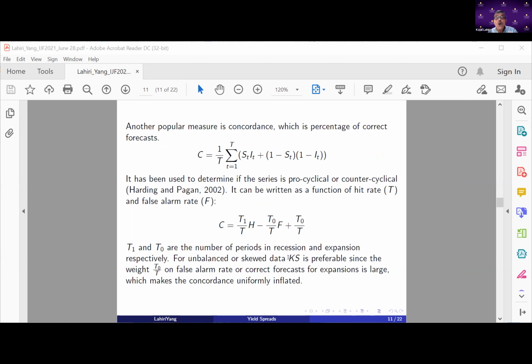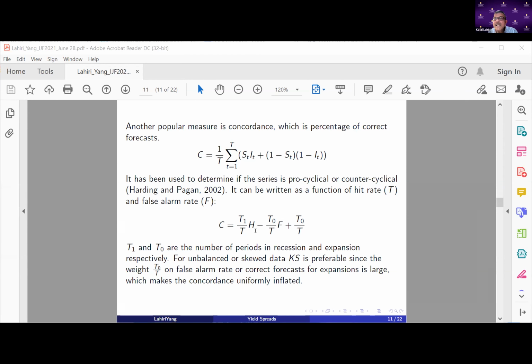Another thing that people do is concordance, right? Concordance is nothing but the percentage of correct predictions. So the sum of the diagonal elements in the confusion matrix, which Harding and Pagan have used, is very well known now in econometric business cycle analysis. If 95% of your sample is non-occurrence, expansion, right? Then even if you don't identify any recession, your concordance is still 95%, which is very good, right? So I'll show you this again, a global measure problem.